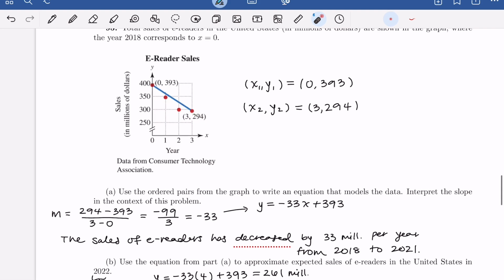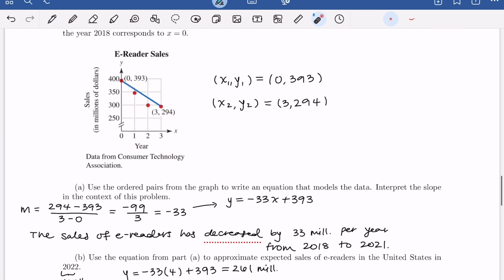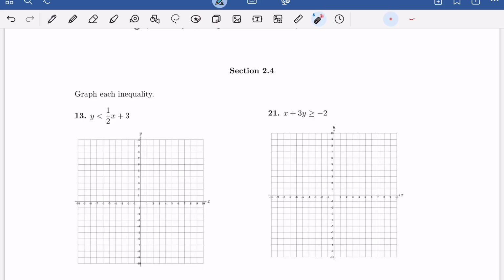So just in the context of this problem, whenever we're solving problems like this, it is a good idea to go back to the overall problem and make sure that our answers are making sense in the context of the problem. All right, so for the last section in this video, we're switching gears a little bit. We're going to be looking at linear inequalities in two variables.